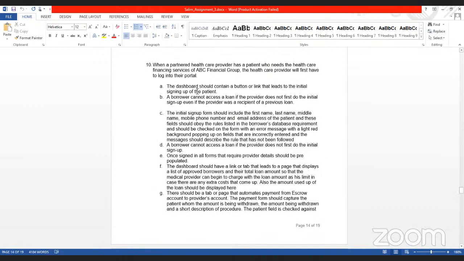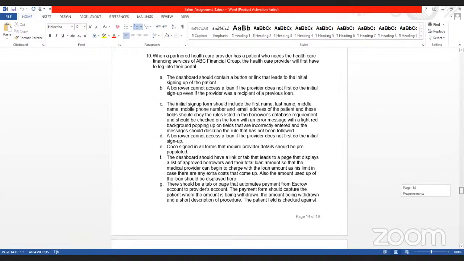This basically lists how the provider portal works. It has a dashboard with a button that helps them initially sign up a patient. The initial sign up comes from the provider portal, and the borrower cannot access a loan if the provider does not do the initial sign up first. So the initial sign up must come from the provider. You can't just initiate the sign up process on your own, as the stakeholder mentioned.